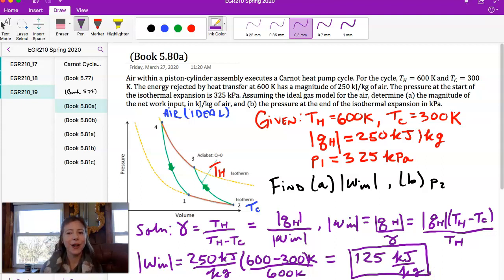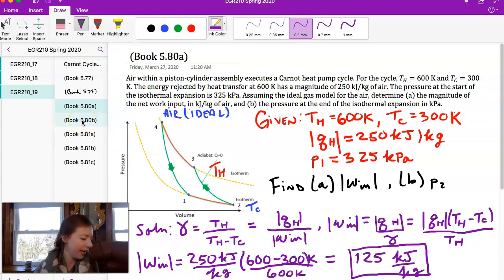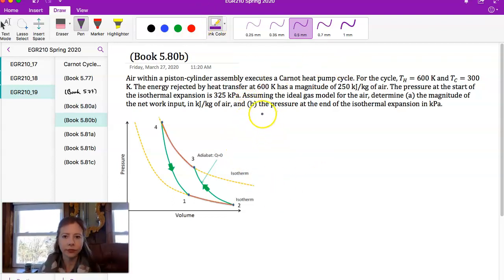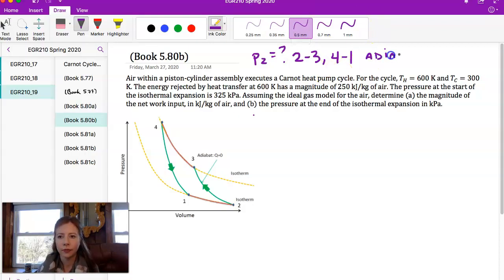Okay, so now let's try part B. So B, we're looking for P2. And so for this, we know that, so we're looking for P2. And we know that process 2 to 3 and 4 to 1 are adiabatic. So let's start with an energy balance.